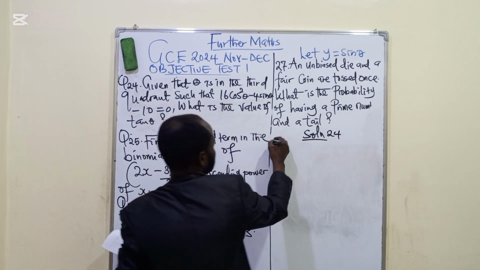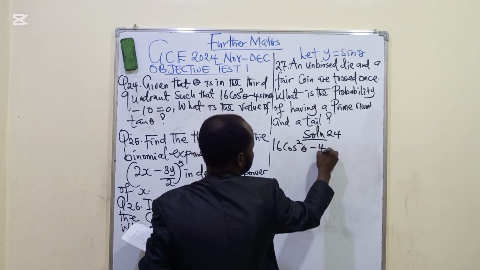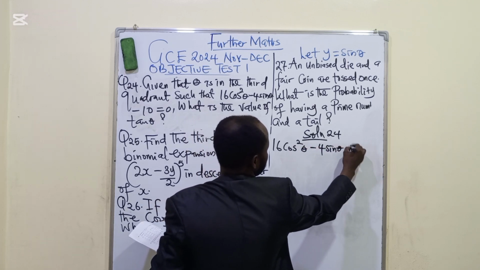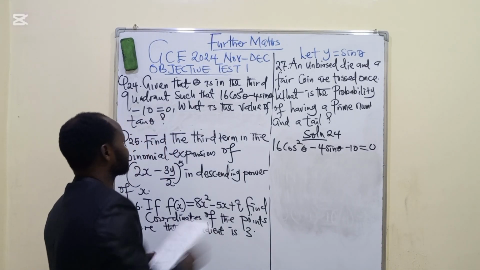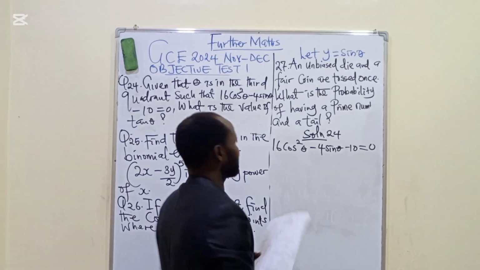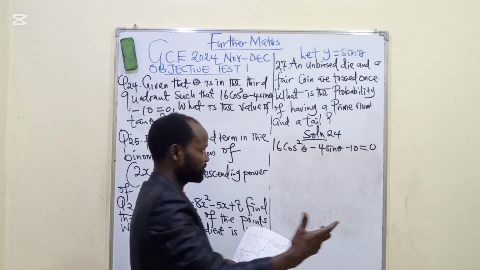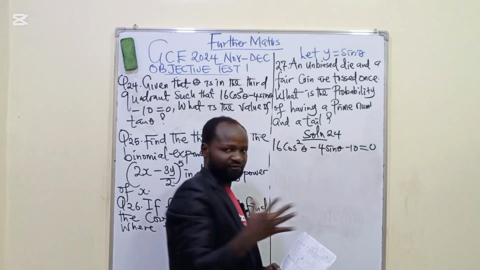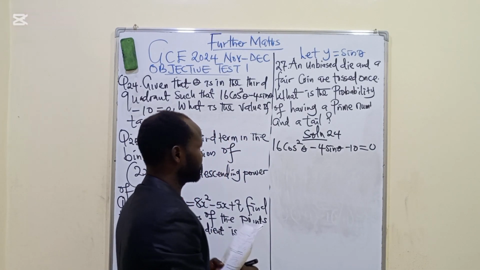The equation is given as 16 cos square theta minus 4 sin theta minus 10 equals 0. This is the equation that was given to us, and the angle theta is in the third quadrant. Very important. If you check this very well, we have cos and sine, and we have cos square theta. We have to recall trig identities.